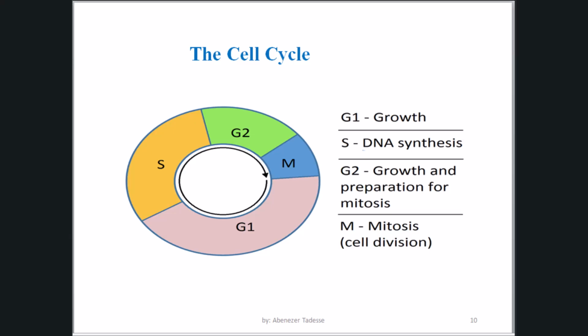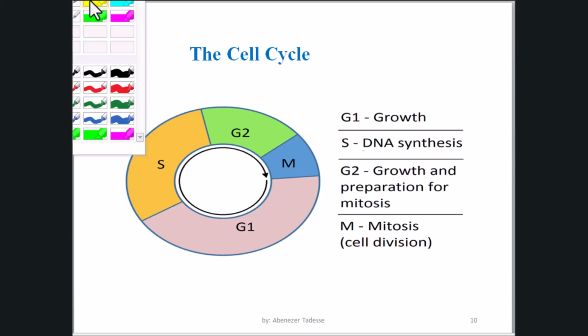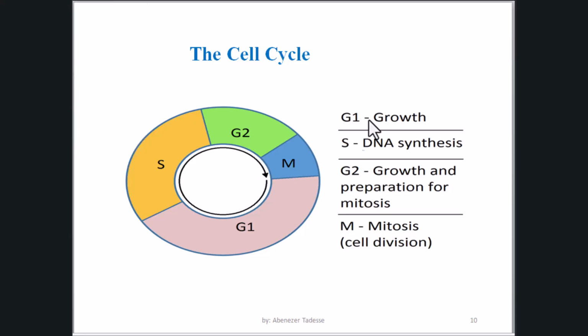Okay, this normally shows the cell cycle. The cell cycle, as you see here, contains the interphase, which runs from G1 to the G2 phase, and the mitotic phase contains this part. Normally, interphase contains this part.